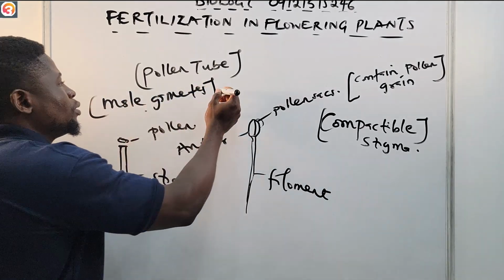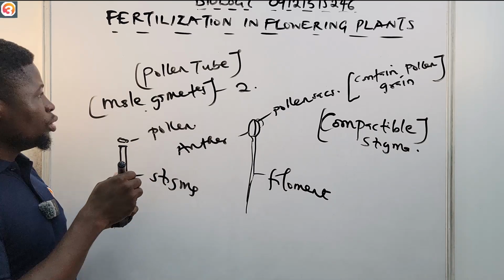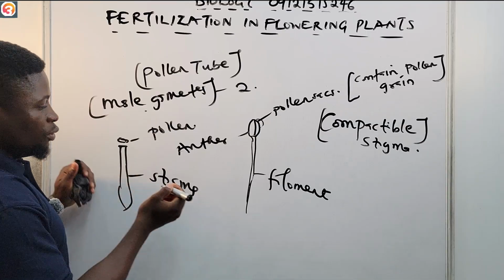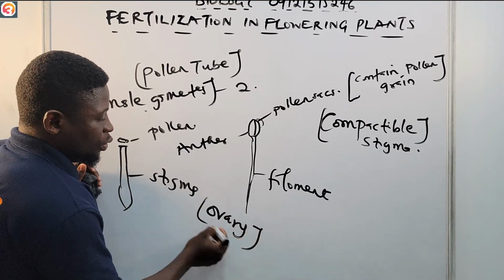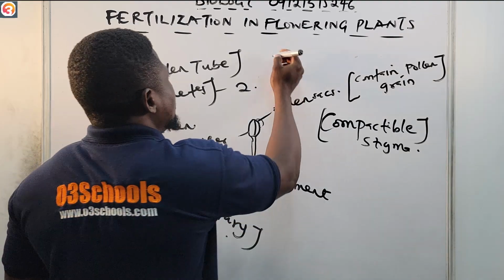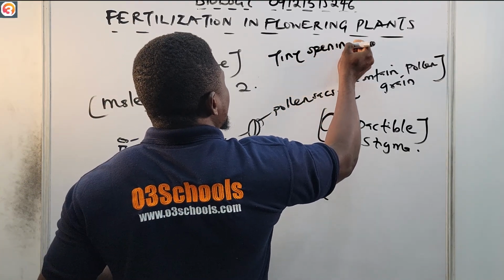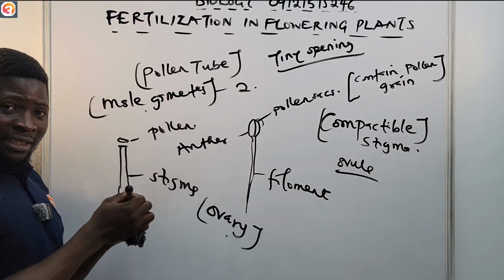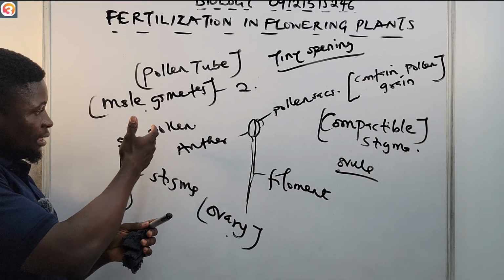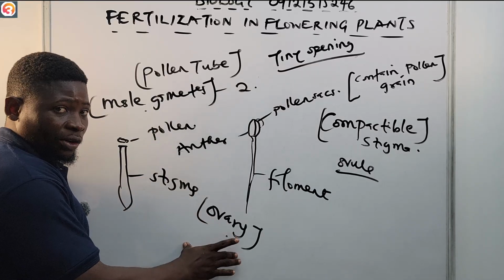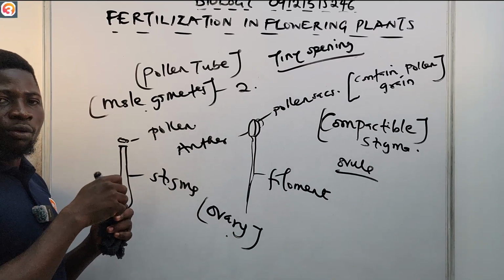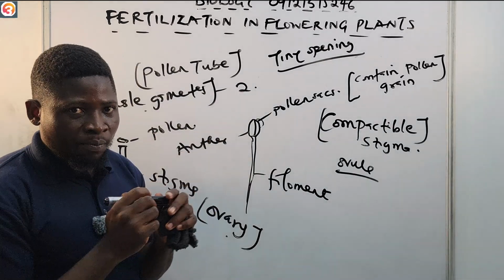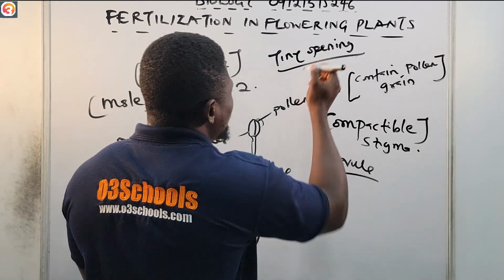We say male gametes because there are two male gametes. So it will go down carrying the male gametes, and it will now reach the ovary. Now there's a tiny opening in the ovule of flowering plants. The ovule is inside the ovary, right? So definitely the pollen tube has gotten to the ovary. There's a tiny opening in the ovule through which the pollen tube enters during fertilization, a very tiny opening.